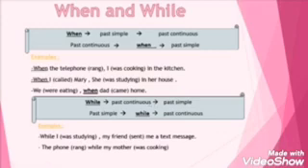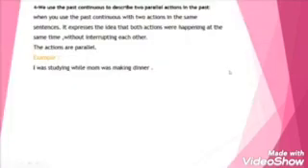Let us move to something else, also with while and another use for the past continuous tense. We use the past continuous tense to describe two parallel actions in the past. That means that they were happening at the same time, in the same sentence, but they didn't interrupt each other.